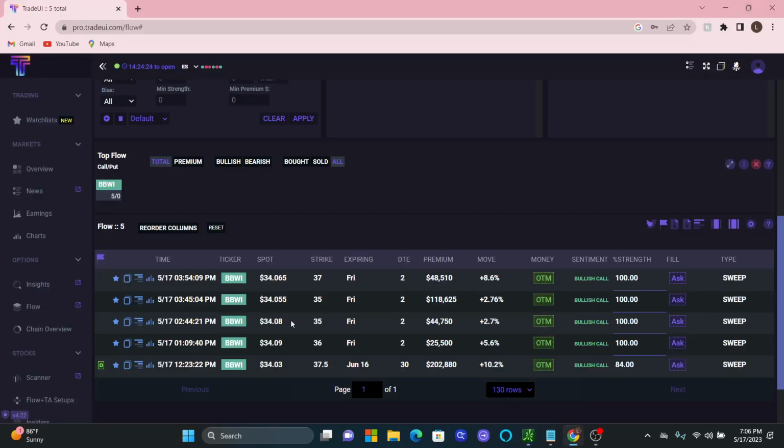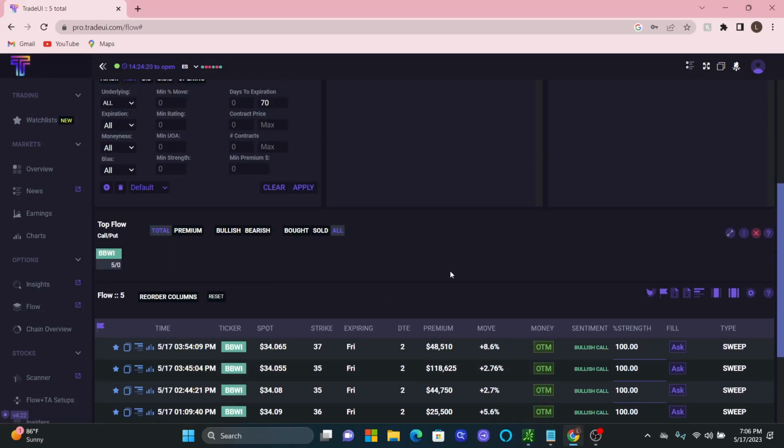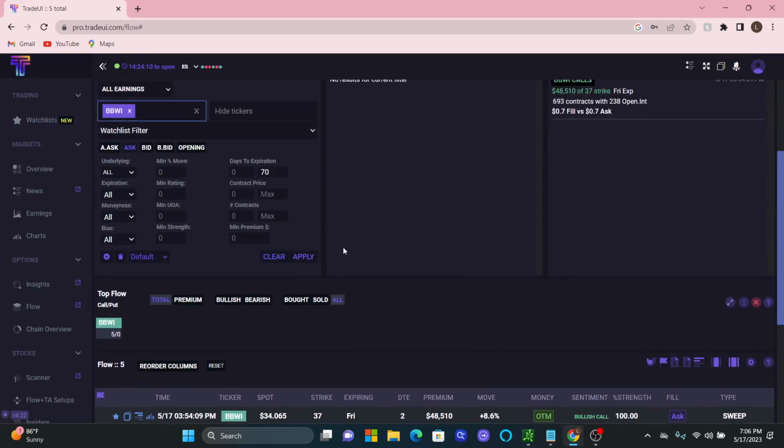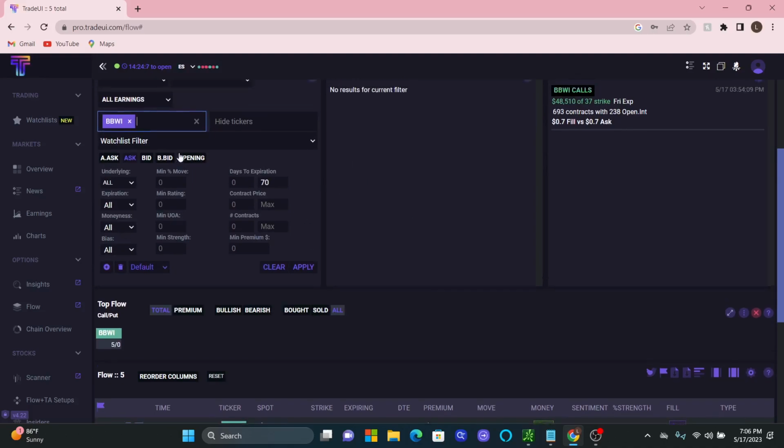So if you would have caught this using TradeUI's site, you actually would have made this money in real time. It actually tells us right here, a 2.76% return. That happening in one day on a stock move is very aggressive, so congratulations if you're able to play something like that. Let's see what else we can find.